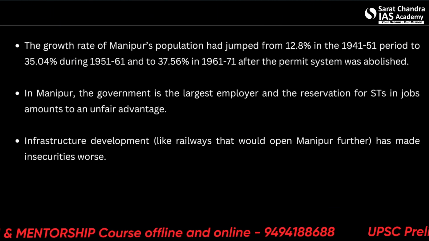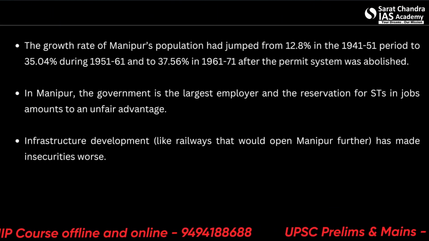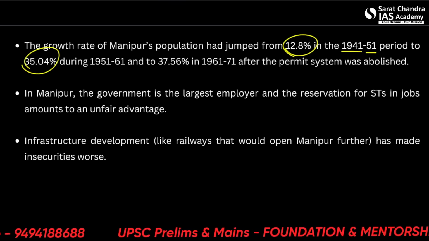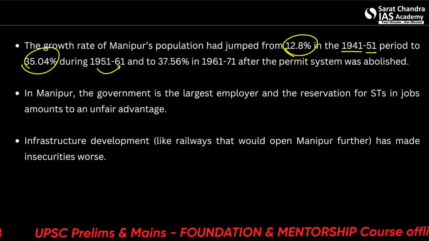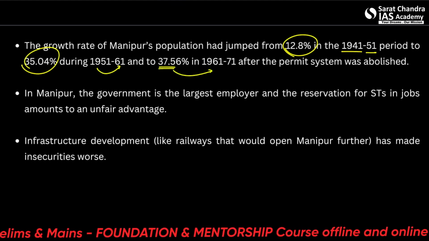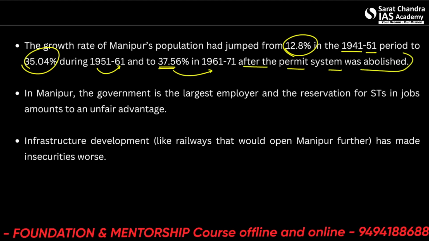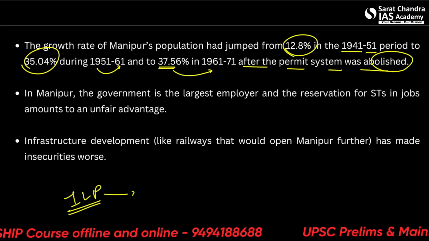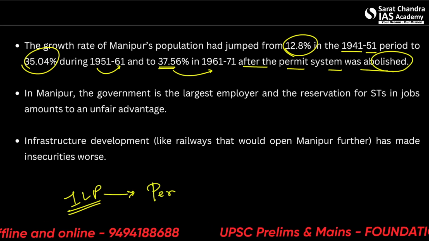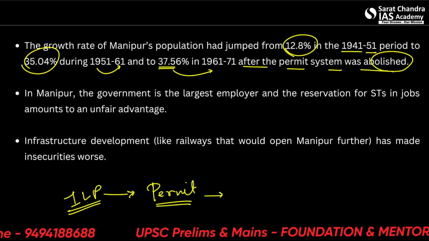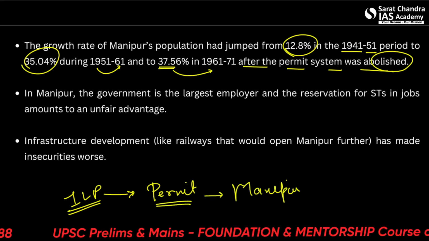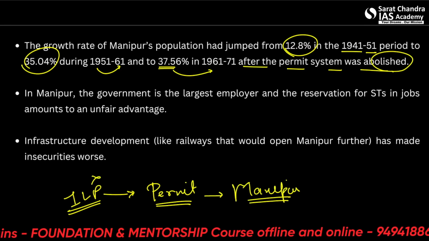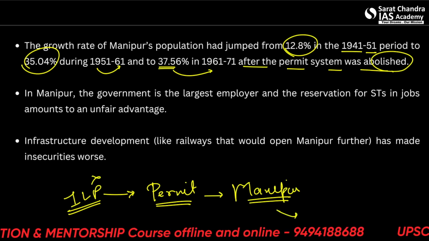All right. So the growth rate of Manipur's population has jumped from 12.8% in the 1941-51 period to 35.04% during 51-61, and to 37.56% in the later decades after the permit system was abolished. Earlier there was the ILP, inner line permit system, because of which outsiders needed a special permit in order to enter Manipur. Now the ILP is, let's say, not required. So outsiders kept coming and the population boomed.